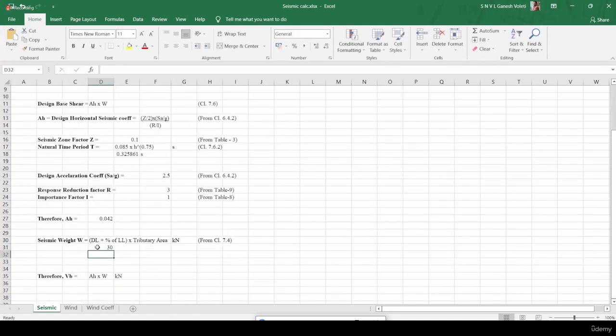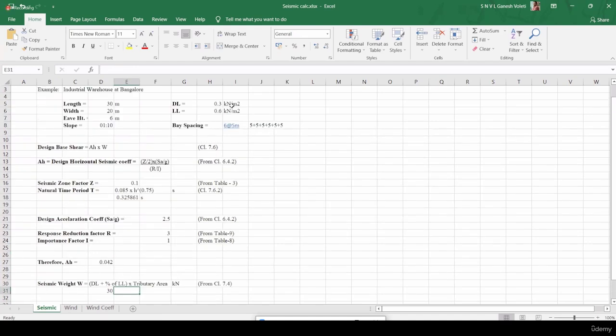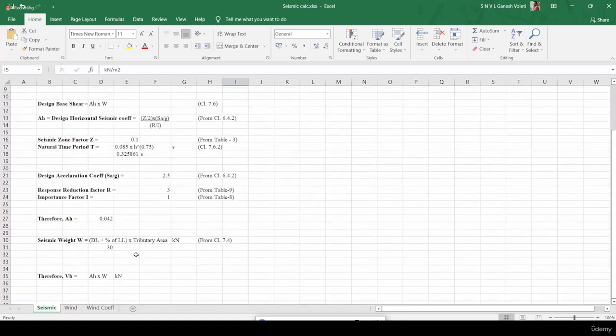So this is the seismic weight of the structure. The 0.3 is in units of kilonewton per meter square. We are multiplying by tributary area, so meter square will be gone, and the remainder is kilonewtons. So the seismic weight of a particular frame, of only one frame I'm talking about here, is 30 kilonewtons.